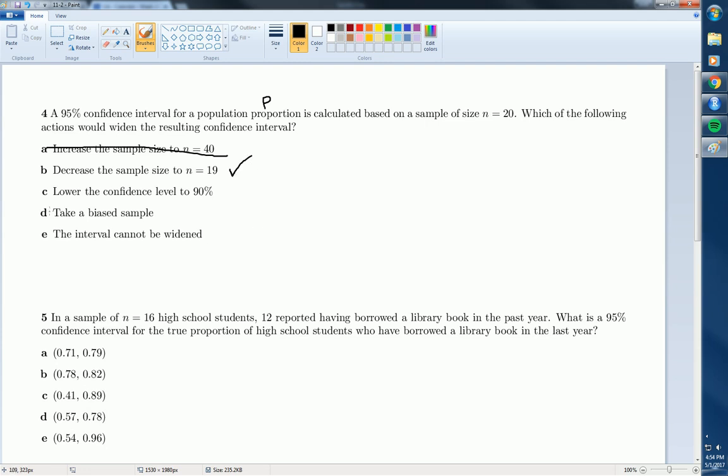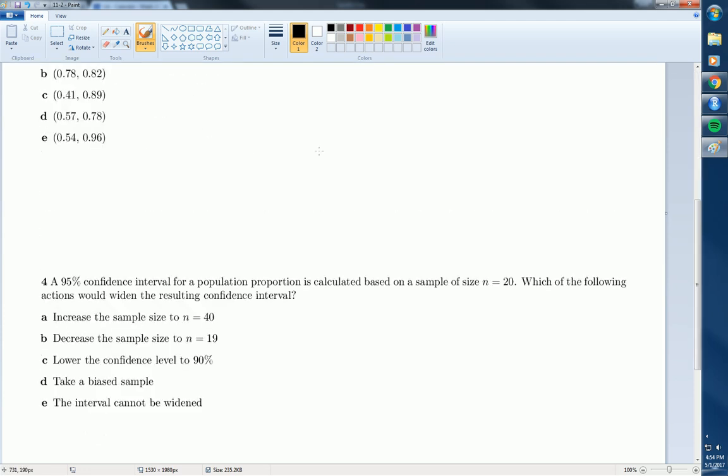We could also not widen the interval by taking a lower confidence level. If we go to 90%, that narrows the interval because, since we're not going to be as confident, we can give a narrower interval. So it's certainly not C. A biased sample will not change your interval width. It will just make your interval useless, and the interval can be widened. So B is the answer.